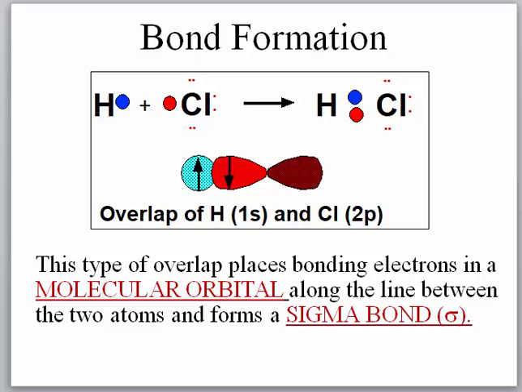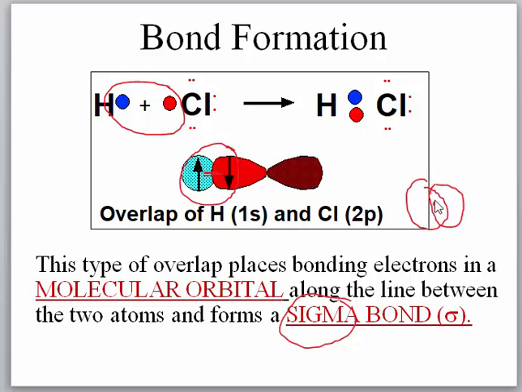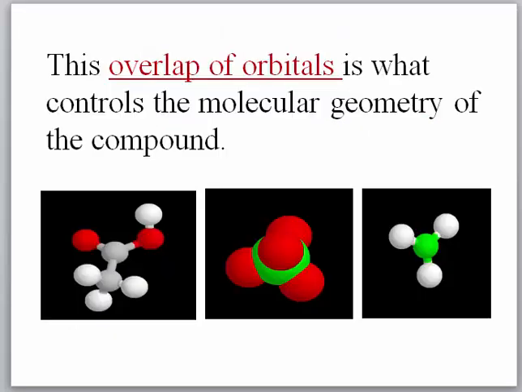Your bond formation then is an overlap of those orbitals. So you get an overlap of orbitals where you're sharing those electrons, and that is called a sigma bond. So that sigma bond is the overlap of those orbitals where your electrons are bonding. This overlap creates the molecular geometry of the compound, as those terminal atoms on the end will want to stay as far apart from each other as possible.